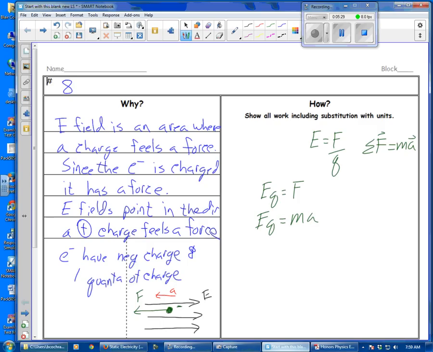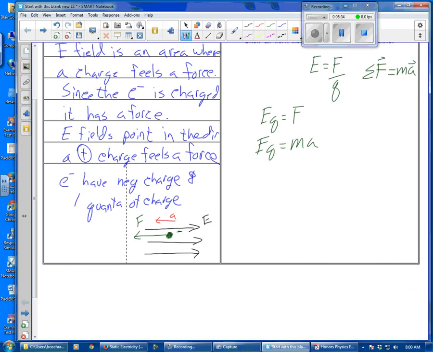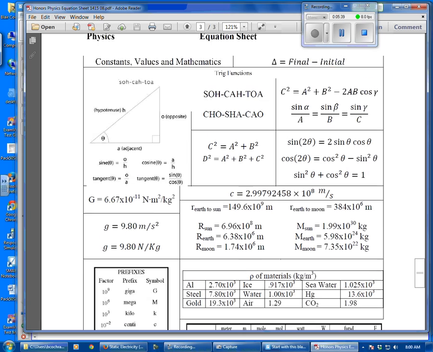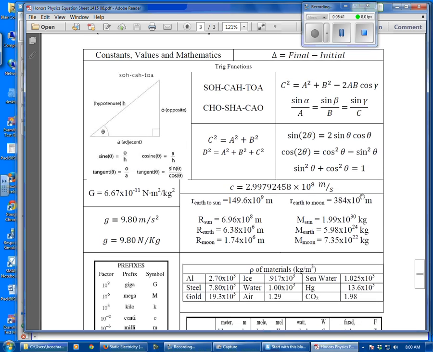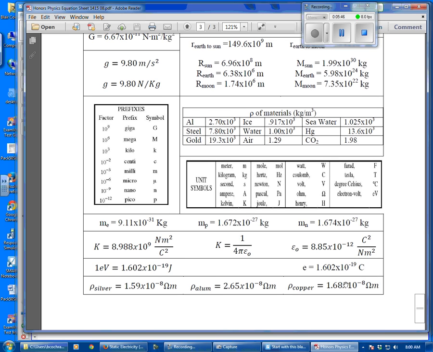Now I know enough. I can grab things from my equation sheet, and especially the one on the back of my rubric, which has the constants on it, because I need a couple of things from here, like the fact that the mass of an electron is 9.11 times 10 to the minus 31st kilograms, and that one quanta of charge, the amount of charge an electron has on it, is 1.602 times 10 to the minus 19th coulombs.